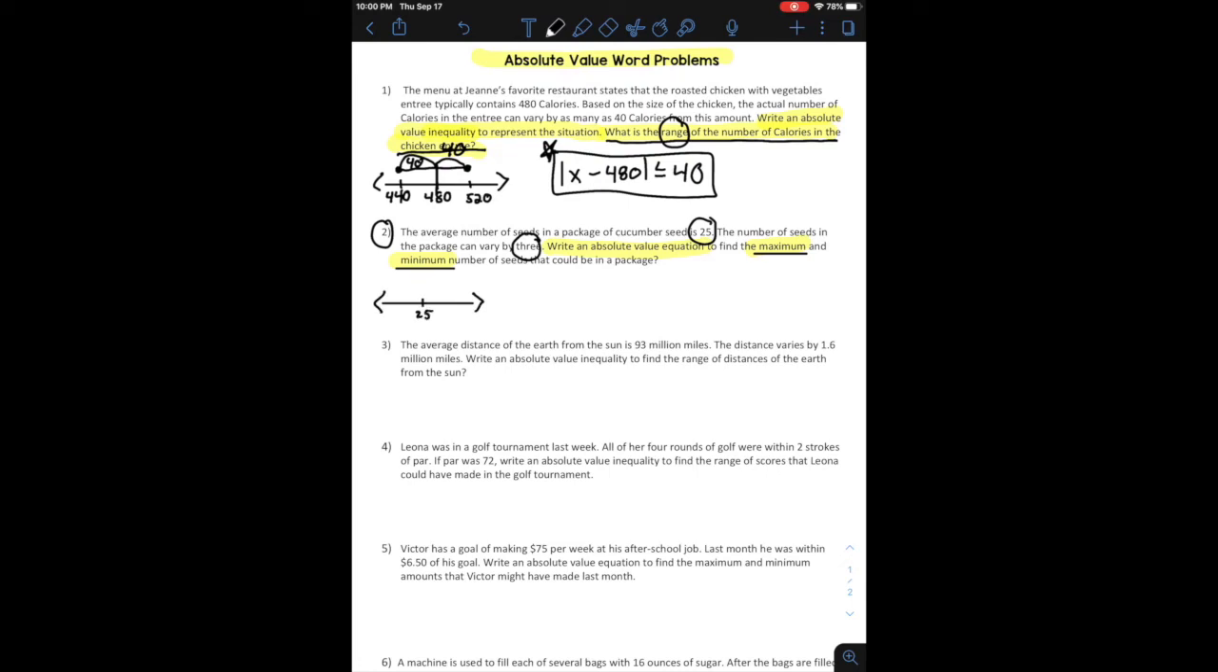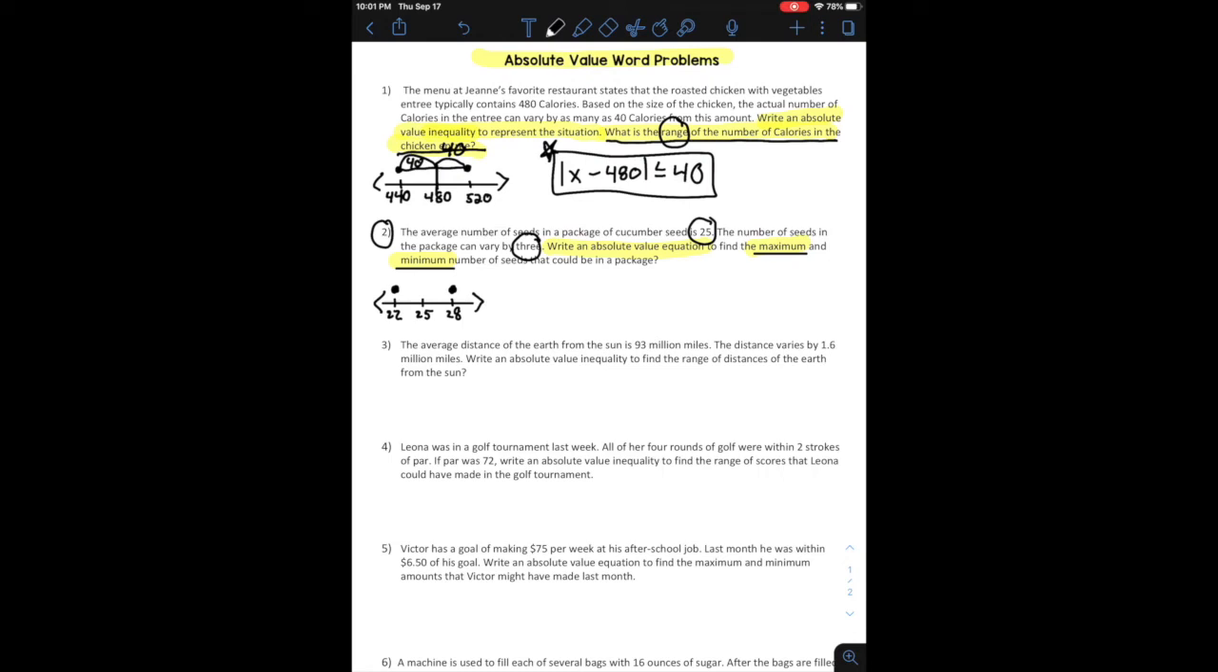Usually there is 25 seeds, and there could be a variation of 3. So there could be 3 more than that, which would give us 28, or 3 less than that, which would give us 22. Again, in this case, they're asking us the minimum and maximum, which is just 2 answers. So we would answer that the minimum number of seeds is 22 seeds, and the maximum number of seeds would be 28. There you go.